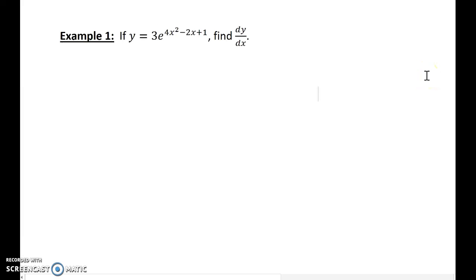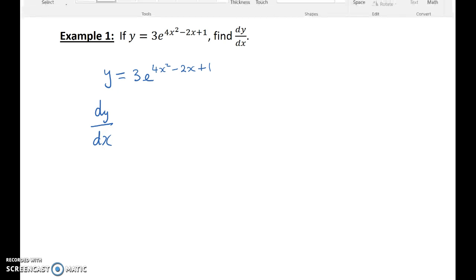Okay, so in this exercise we are going to differentiate this rather complicated exponential expression, 3e to the 4x squared minus 2x plus 1. So again, if we differentiate y, we get dy/dx. Now this whole e part is multiplied by a constant 3.